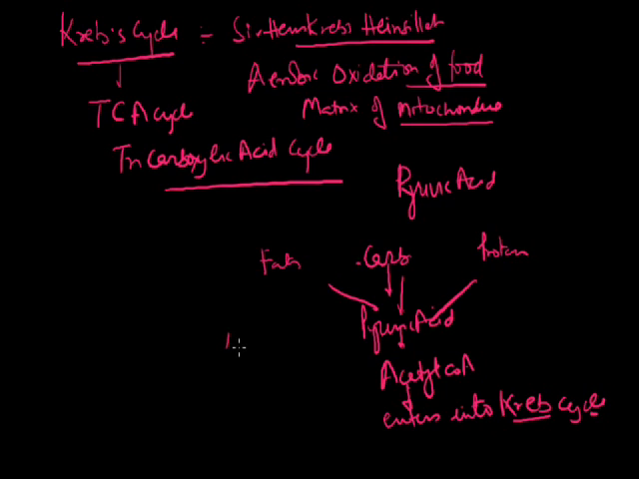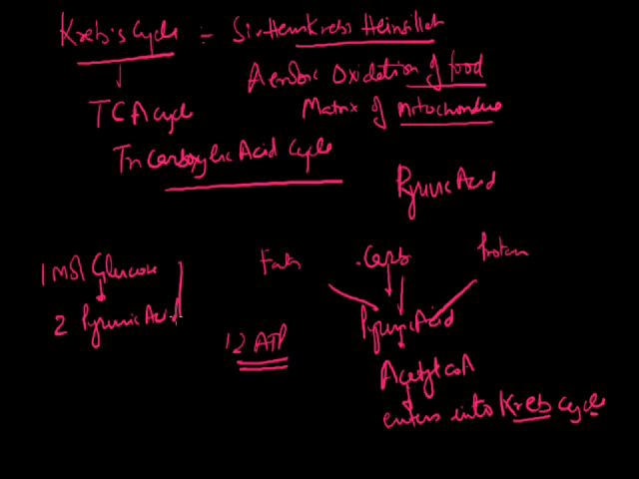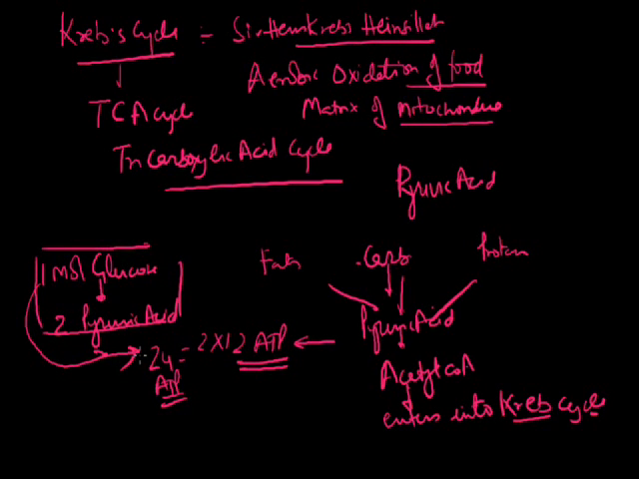This cycle gives us 12 ATP. But we should remember that out of one molecule of glucose, two pyruvic acid molecules are formed. This is very important and should always be remembered. So one pyruvic acid gives us 12 ATP, and two pyruvic acid molecules will give us 24 ATP. So from one molecule of glucose we get how much ATP? 24 ATP. Means glucose gives us a good amount of energy.